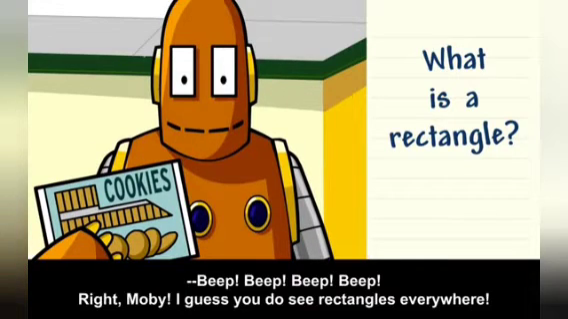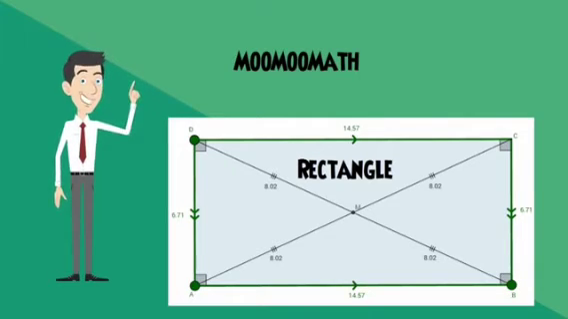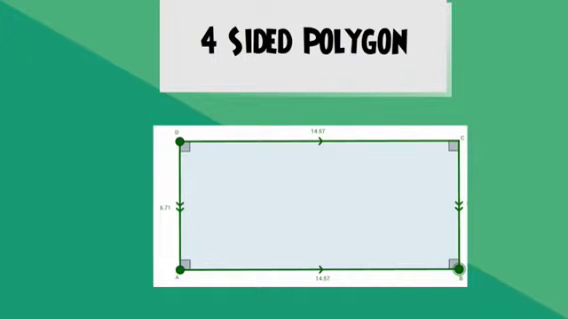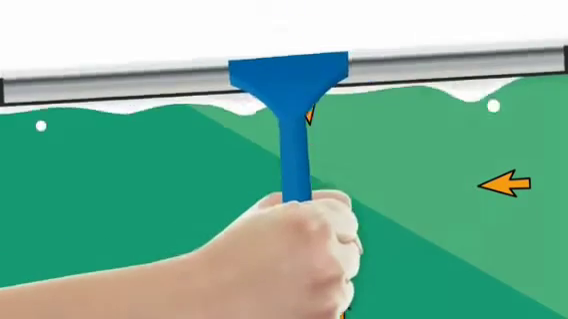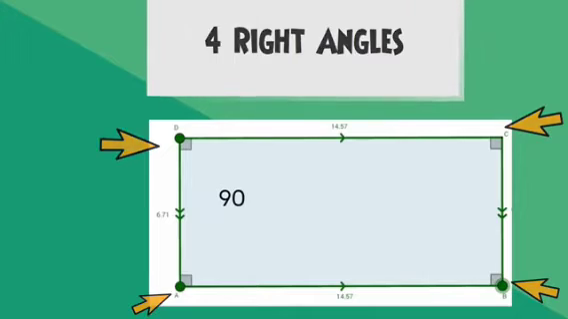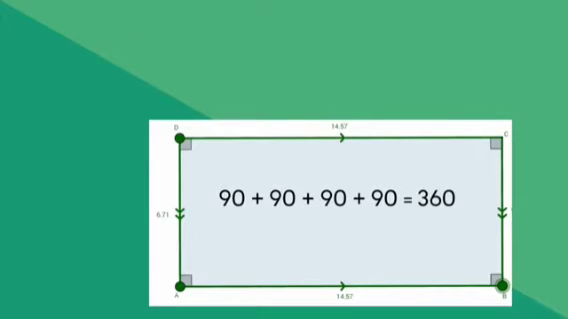Right, Moby? A rectangle is part of the quadrilateral family, which means it is a plain shape with 4 sides. In addition, it has several other properties. A rectangle is a 4-sided polygon, with opposite sides being parallel. In addition, a rectangle has 4 right angles, and the sum of these interior angles add to 360 degrees.